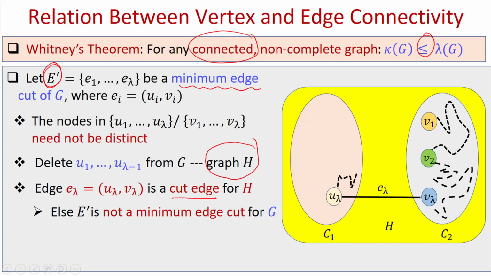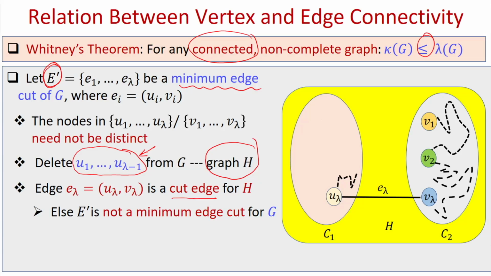Remember, I have already removed lambda minus 1 vertices. And now I have to show that if I add one more vertex to this collection of lambda minus 1 vertices, which I have already deleted from G, I get a vertex cut for my graph G.